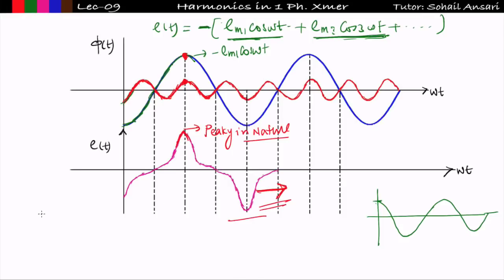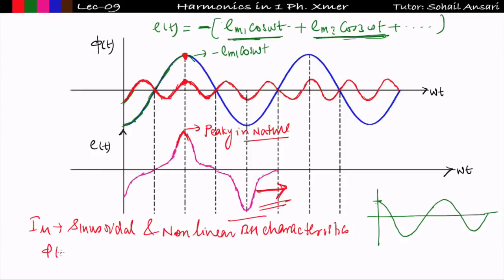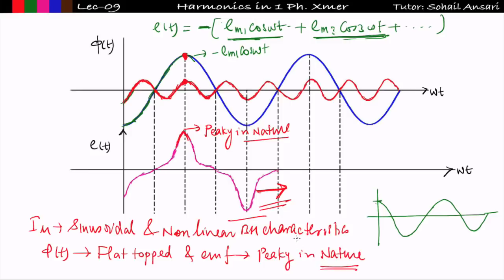Got it? So what is the conclusion of case 3? The conclusion of case 3 is, if magnetizing current is sinusoidal and I am considering non-linear BH characteristics, then the flux will be flat topped, right? And the EMF waveform will be peaky in nature. This is very important. In IES problems, they have asked questions from this case 3. If magnetizing current is sinusoidal and we are considering non-linear BH characteristics, then how will the waveforms of phi(t) and EMF look?